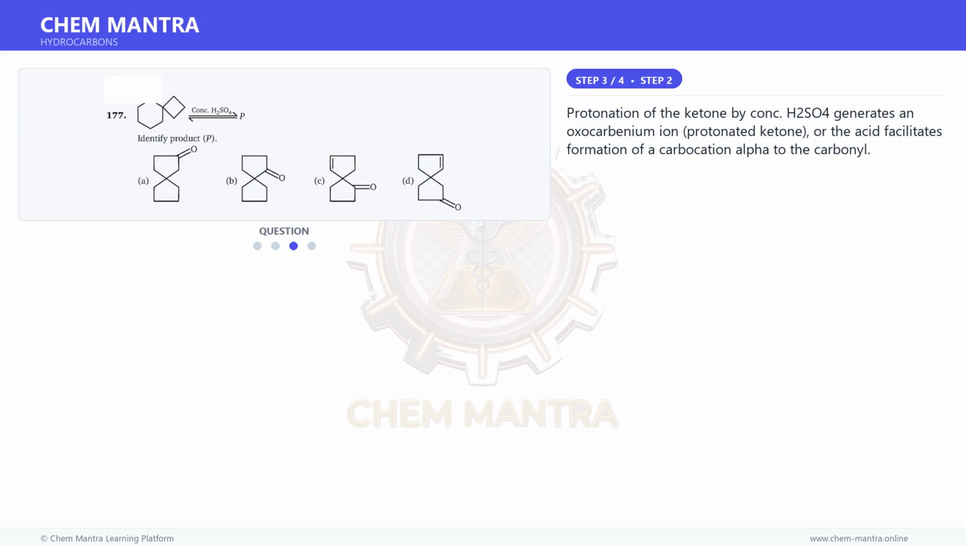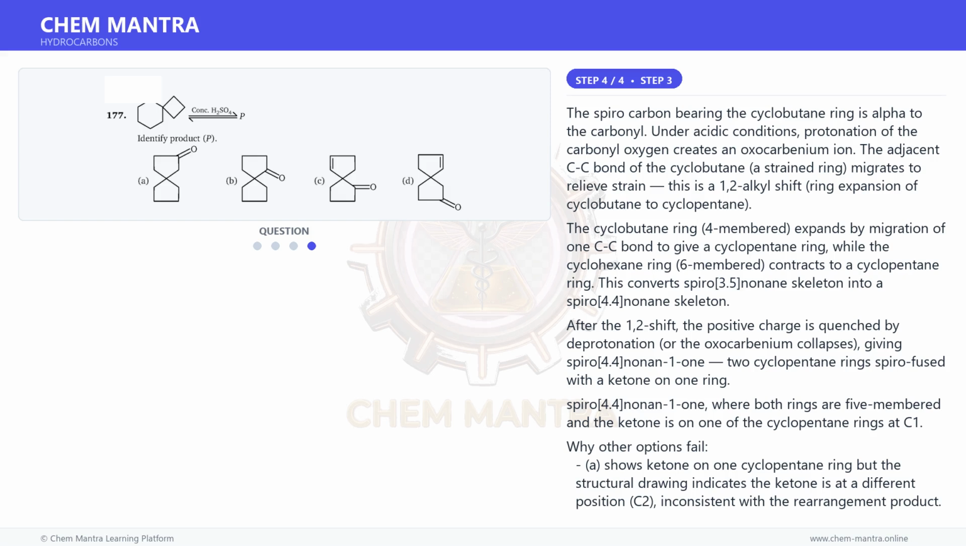Protonation of the ketone by conc. H2SO4 generates an oxocarbenium ion, the protonated ketone, or the acid facilitates formation of a carbocation alpha to the carbonyl. And for the final step, the spiro carbon bearing the cyclobutane ring is alpha to the carbonyl. Under acidic conditions, protonation of the carbonyl oxygen creates an oxocarbenium ion.